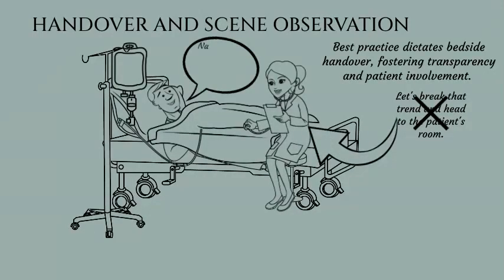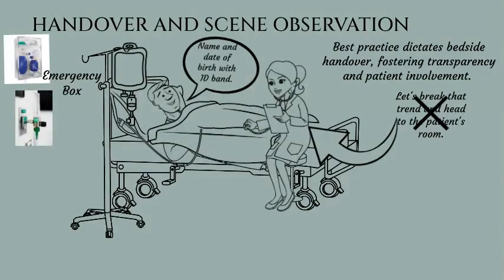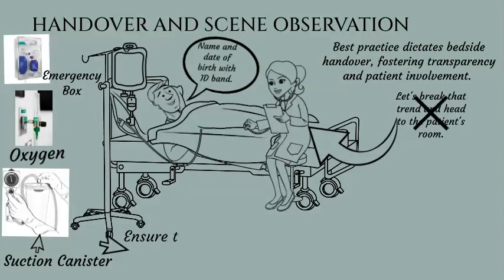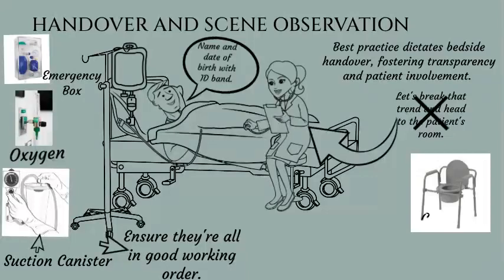Upon arrival, introduce yourself and confirm the patient's name and date of birth with the ID band. Taking a moment to survey the surroundings is crucial. Check for essential medical devices like the emergency box, oxygen, suction canister, and tubing to ensure they're in good working order. Scan the room for assistive devices like a wheelchair or commode.